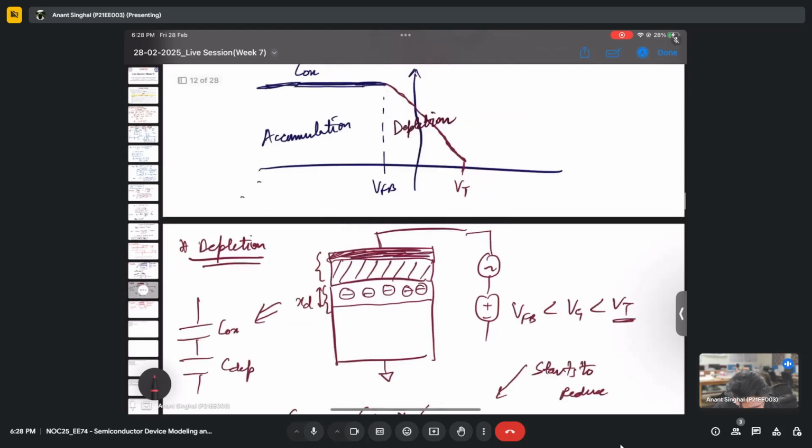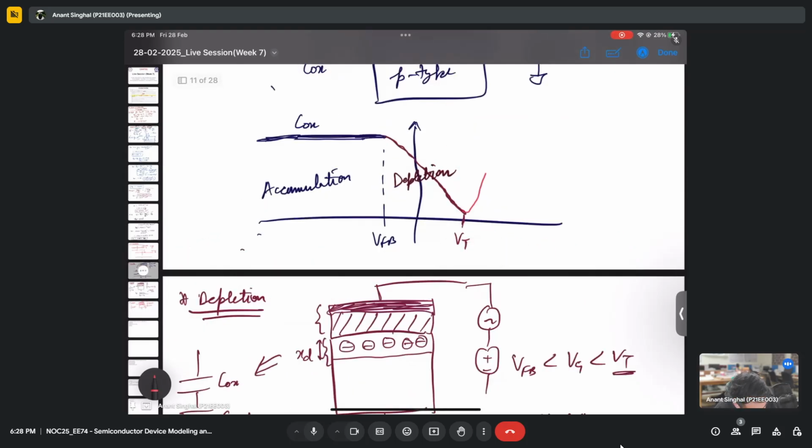Once we go on, it starts to increase towards COX, but it never increases beyond COX. So this is now the final CV for low frequency.